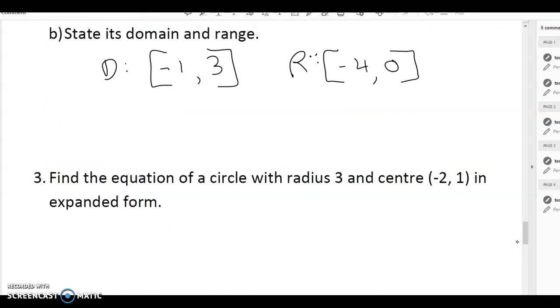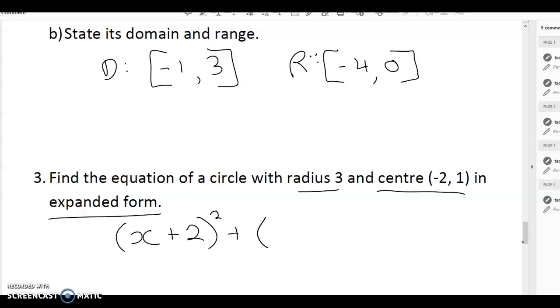Alright, let's now find some equations. So find the equation of a circle with radius 3, center (-2, 1). Okay? And we want it in expanded form. So let's put it in the standard form first. Because it's a minus value for the x, that'll make that +2 squared, and then we've got plus (y - 1) squared equals radius of 3, that will make that 9.